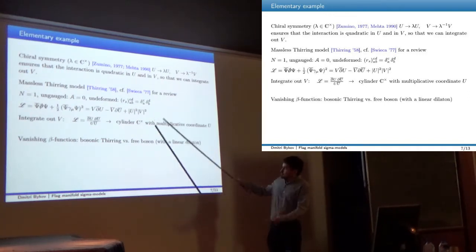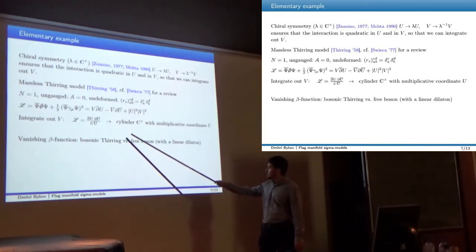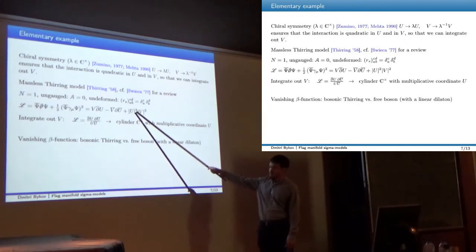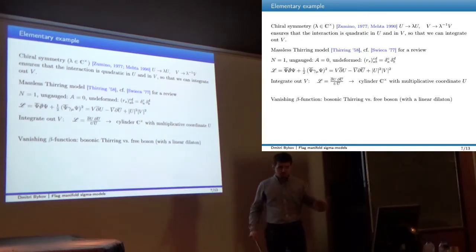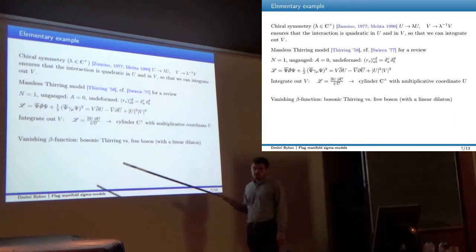So in this simplest situation, it's an equivalence between the bosonic Thirring model and a free boson with a linear dilaton. The linear dilaton you get because of the Jacobian here. There's some one-loop determinant. But the point is that this logic works in complete generality.